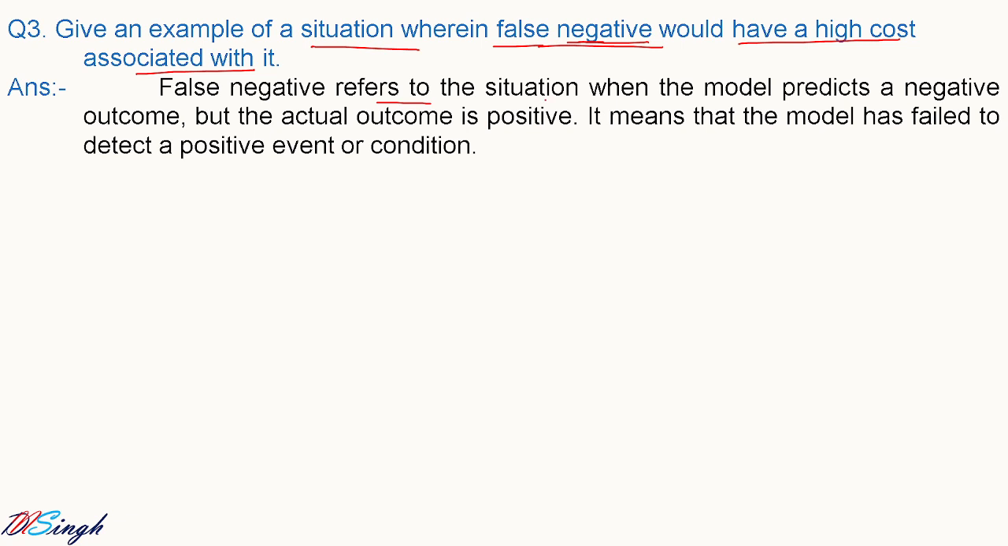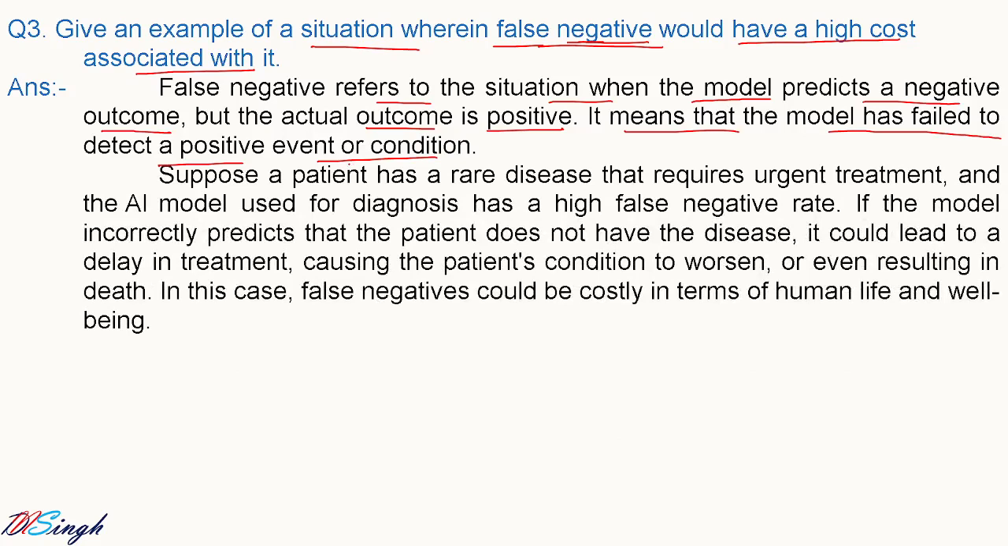False negative refers to the situation when a model predicts a negative outcome. Means it is saying all is well, but in actual the outcome is positive. Means there is some problem. It means a model has failed to detect a positive event or condition. So that is the actual explanation of the question.